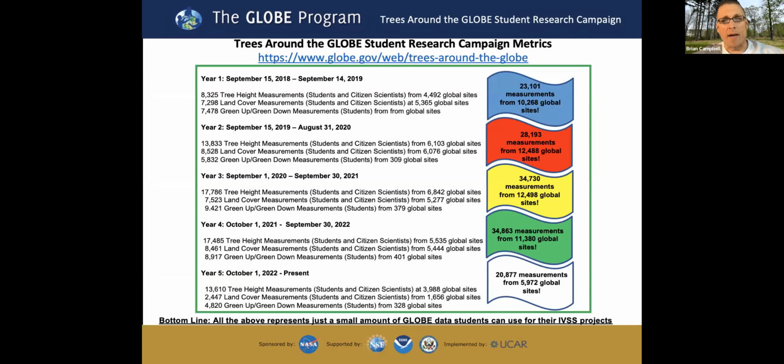All right, so I always showcase these metrics, and these metrics are set up to begin when we started the campaign on the 15th of September, 2018. At the same time, the ICESat-2 satellite launched from Vandenberg Air Force Base, now Vandenberg Space Force Base, in Lompoc, California. You can see here we have an increase in measurements each year. We have a great amount coming in so far since October 1st of 2022, when year five began. We have almost 21,000 measurements from almost 6,000 global sites, with over 13,000 tree height measurements from almost 4,000 global sites, almost 2,500 land cover observations, and almost 5,000 green up, green down measurements.